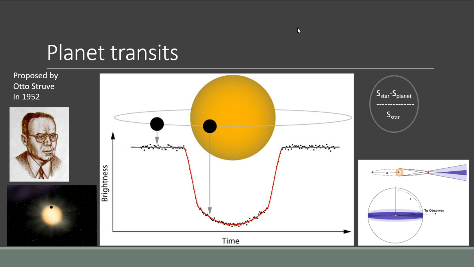Okay, now the second method, which is the most effective now, is related to planet transits. It was discussed by many authors, but the first wide discussion was given by Otto Struve in the middle of the last century.